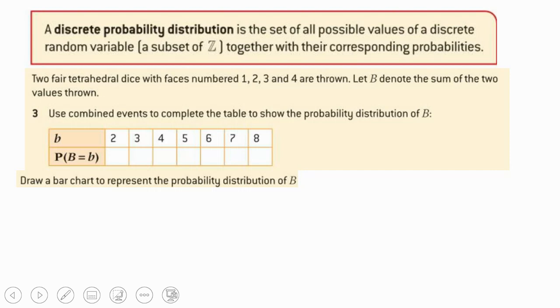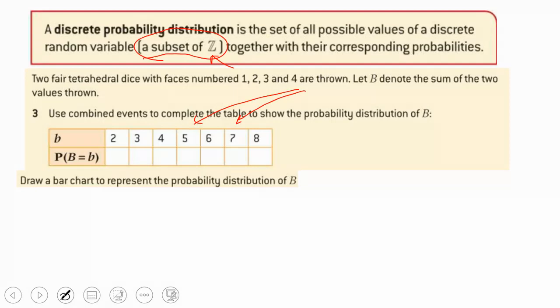So a discrete probability distribution table is basically going to list all of the possible values that you can have in your outcomes along with the probabilities. And so it says a subset of Z is the integers. So we're talking about counts of numbers here. So these are the discrete values.